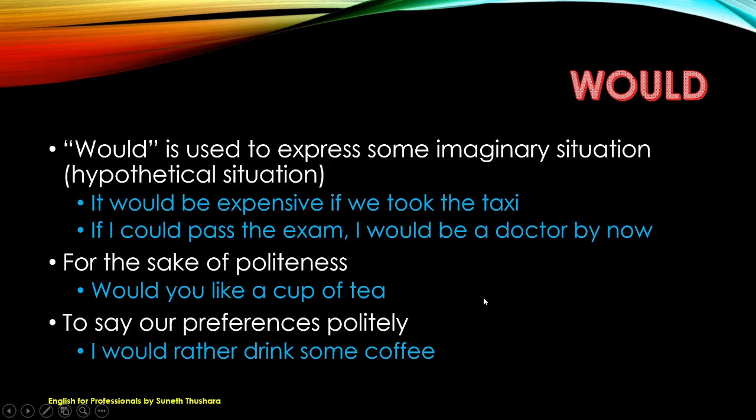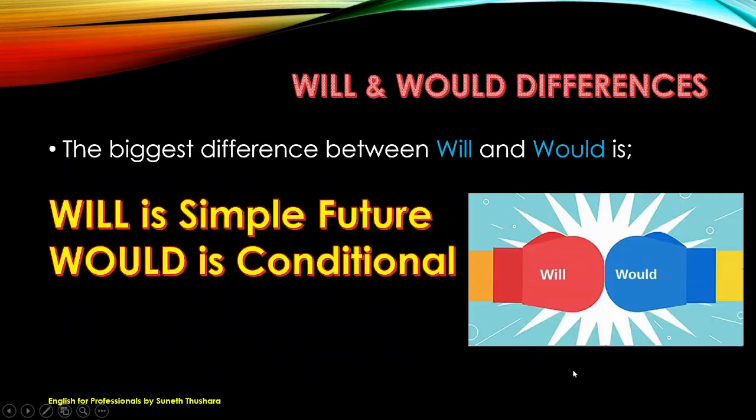And then when we are telling our preferences politely, you ask her, would you like a cup of tea? She answers, I would rather drink some coffee. So her preference is about coffee, not about tea. You can't say, when somebody asks, would you like a cup of tea, no, coffee. That is very rude. So we say politely, I would rather drink some coffee. That means if I am given a cup of tea, I will drink that also, but my preference is coffee, to say our preferences politely.